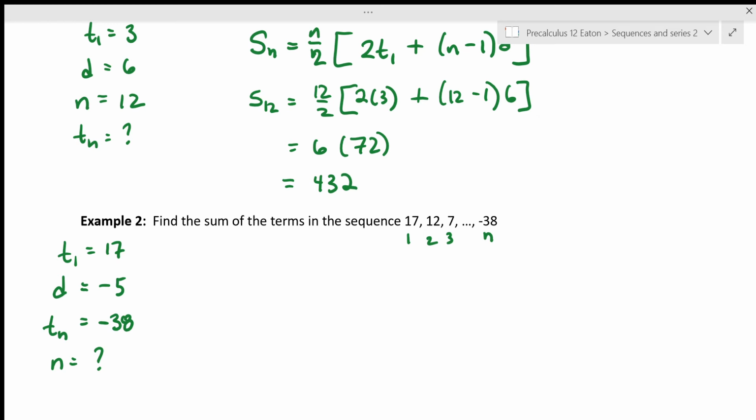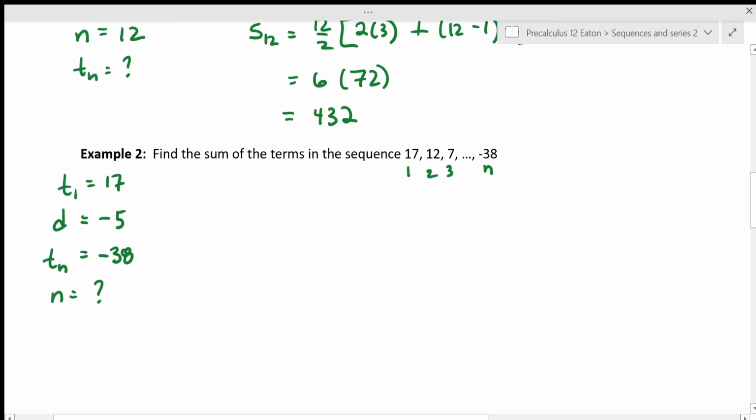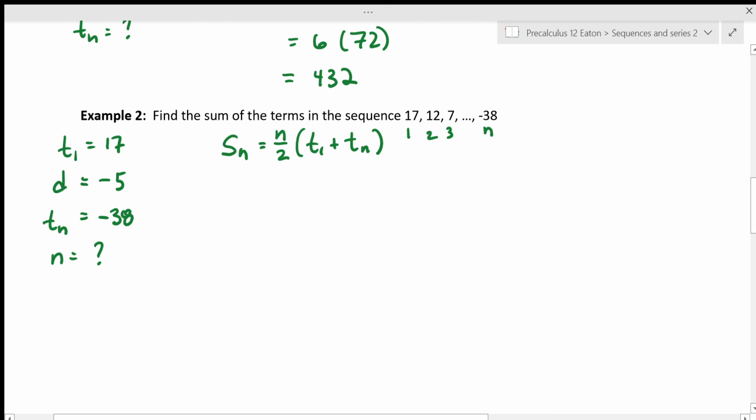So here's the issue. We can write down our formula. So we have our formula that says S sub n equals n over 2 times T1 plus T sub n. So since we know T sub n, we may want to use this formula. However, you notice this formula actually also has an n in it. So we can't get away without finding n. So the first thing we actually have to do is go and figure out how many terms there are in this sequence before we can proceed with finding the sum.